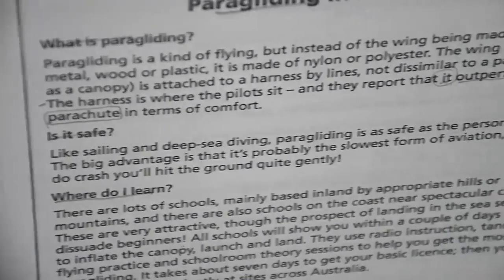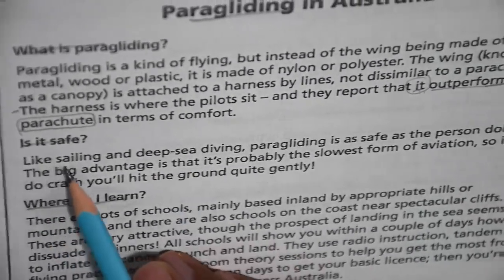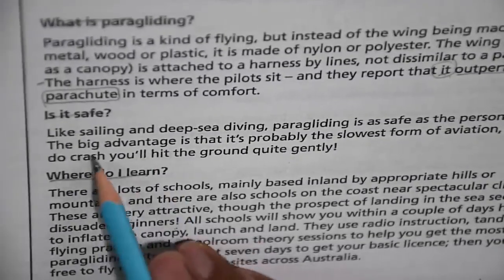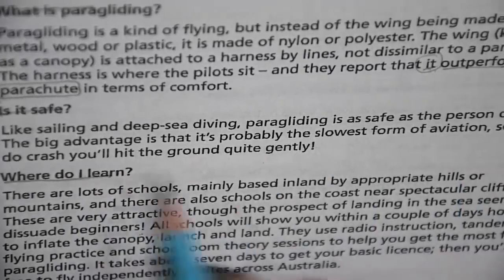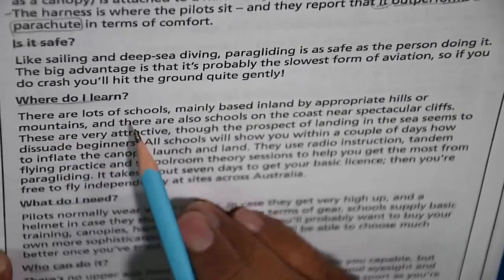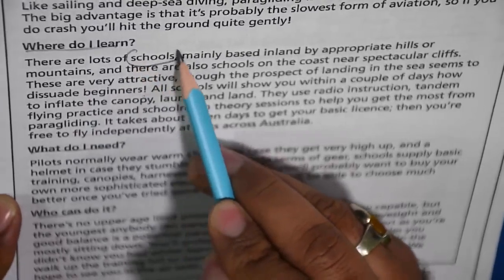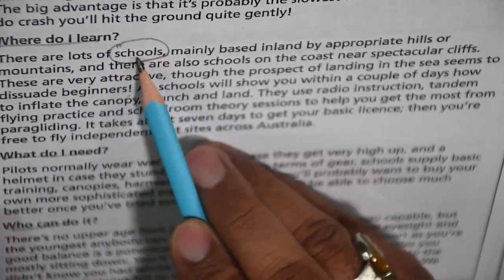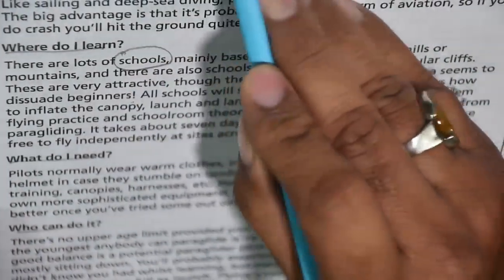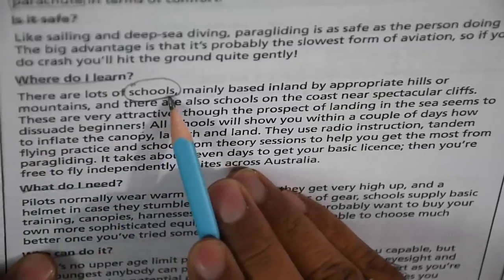Now we are done with this. Let's just scan quickly, like sailing and deep sea diving. Paragliding is safe, and do school, paragliding. If you do, no, it's not here. Where do I learn? There are lots of schools. See that? We reached here. There are lots of schools. Now it's understood that these are the schools of paragliding. So we found the word schools here.